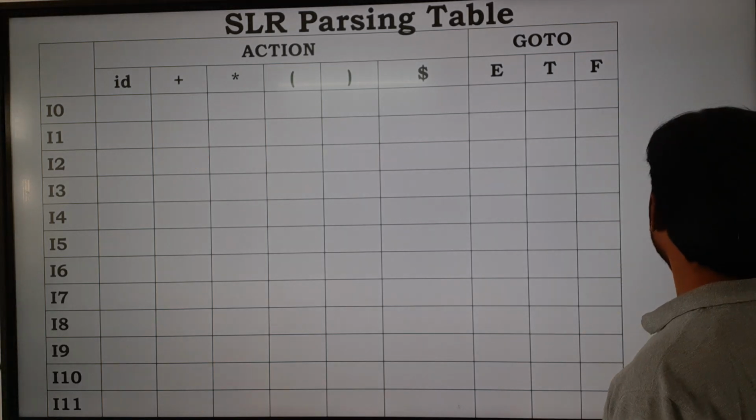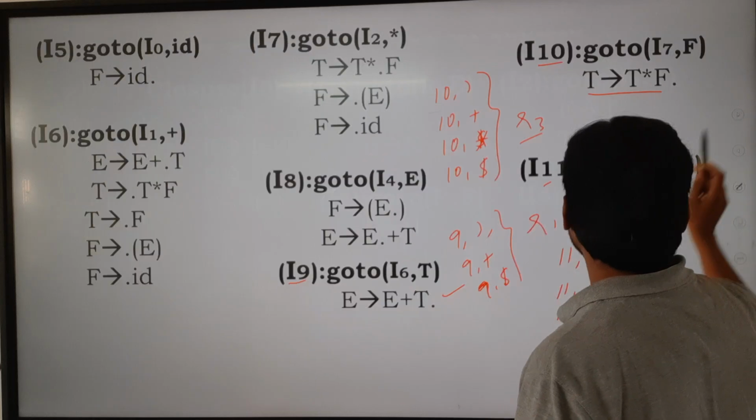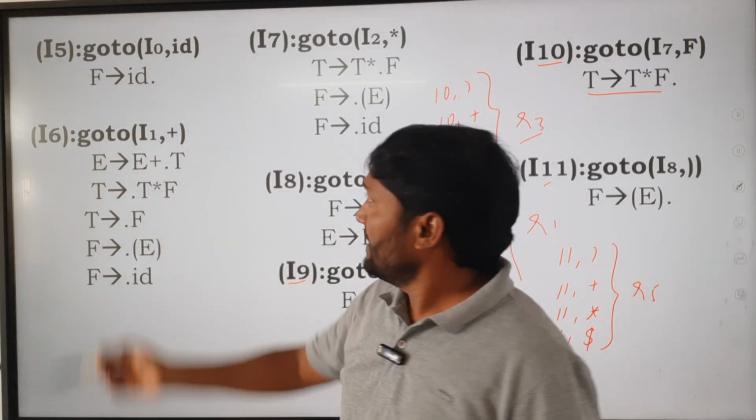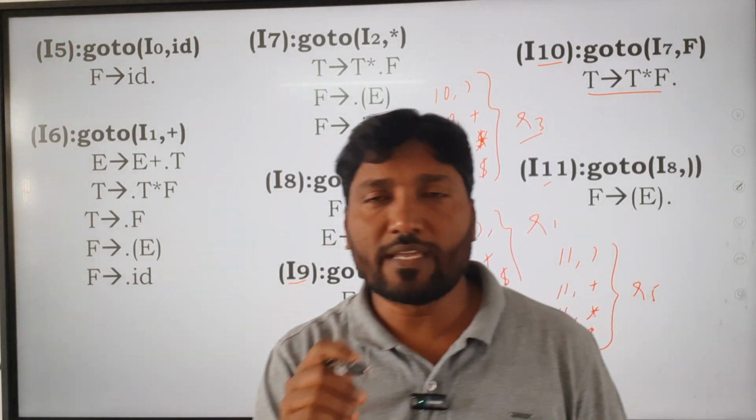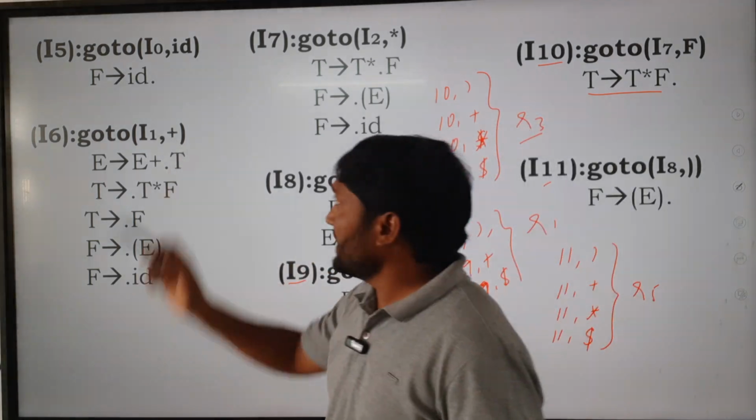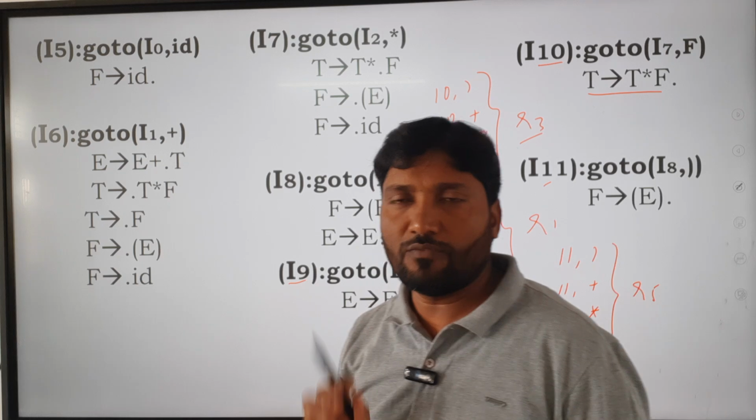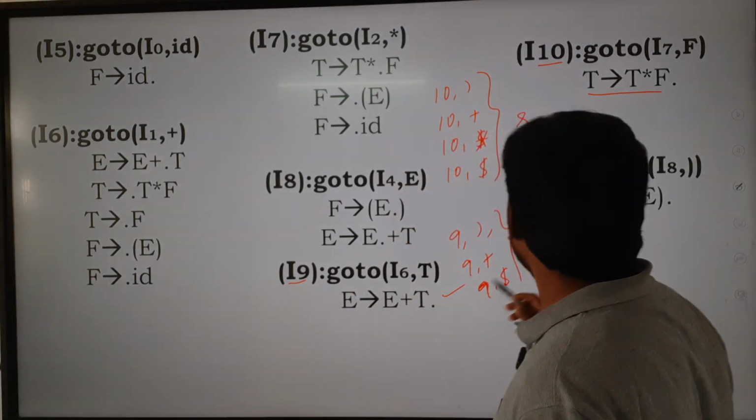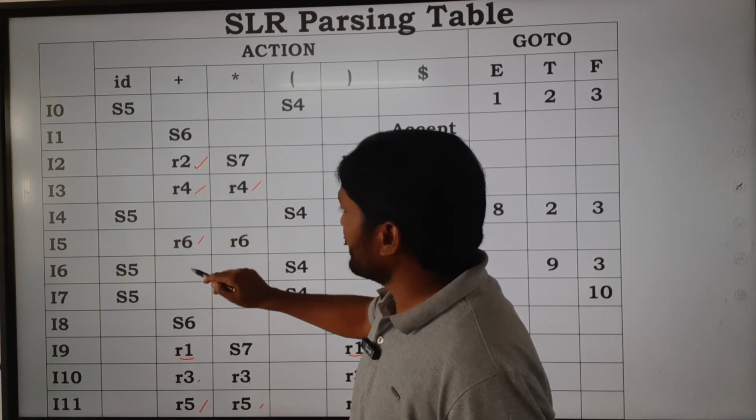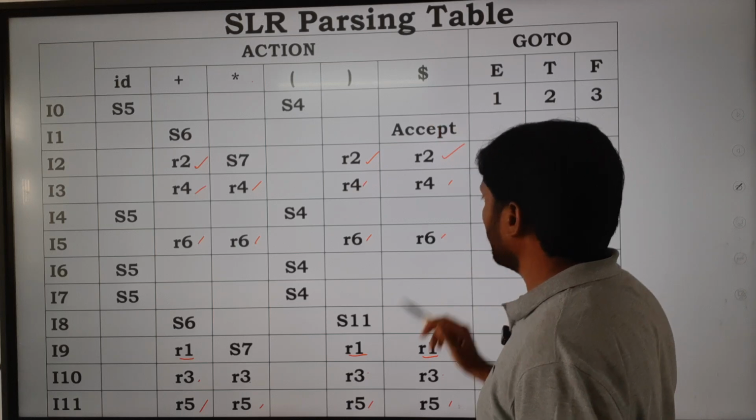And the last one is F derives id. As we know, it ends in I5. What is the follow of F? Close bracket, plus, star, and dollar. So 5 comma close bracket, 5 comma plus, 5 comma star, and 5 comma dollar can be filled with R6. Now look at the table: 5 comma plus R6, 5 comma star R6, 5 comma close bracket R6, and 5 comma dollar R6.